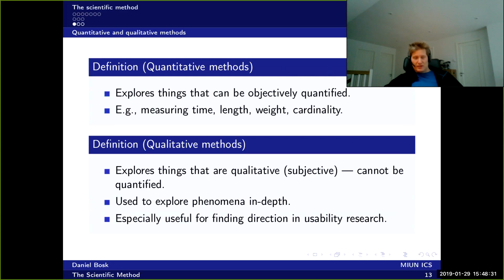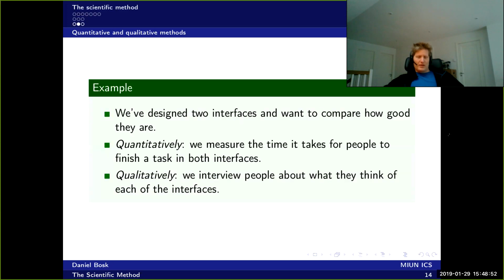although they do use both qualitative and quantitative. But usually the natural sciences don't use the qualitative methods, they use quantitative methods. But the qualitative methods are very useful in many situations anyway. We will see some examples now. So consider the following example. We've designed two interfaces and want to compare how good they are.